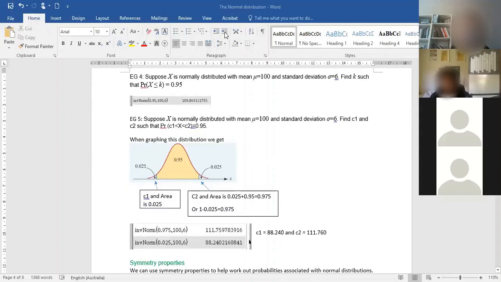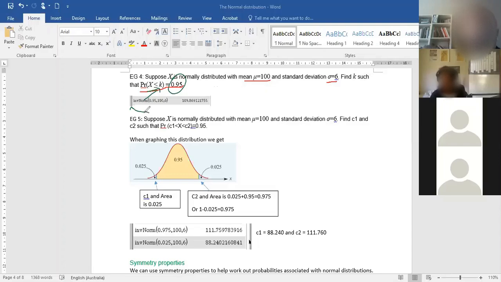Okay, example 4. Here with example 4, it says, suppose X is normally distributed with the mean of 100 and the standard deviation of 6. Find K such that the probability of X being less than or equal to K equals 0.95. So here we're not finding this answer, we're finding inside it. So we're going to do inverse normal.